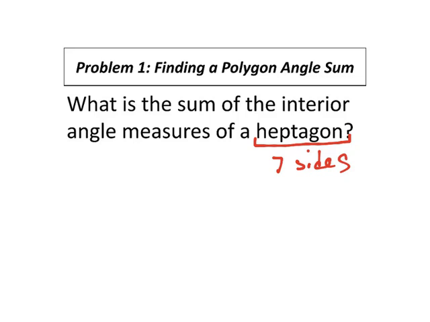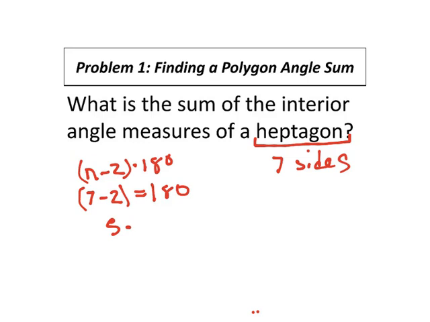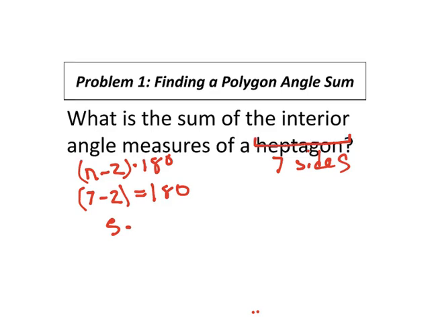So we're using (n minus 2) times 180. We're going to plug in 7 for n. So 7 minus 2 is 5, times 180. Oops, sorry about that. 5 times 180, which should be 900. So there are 900 degrees in a 7-sided figure.